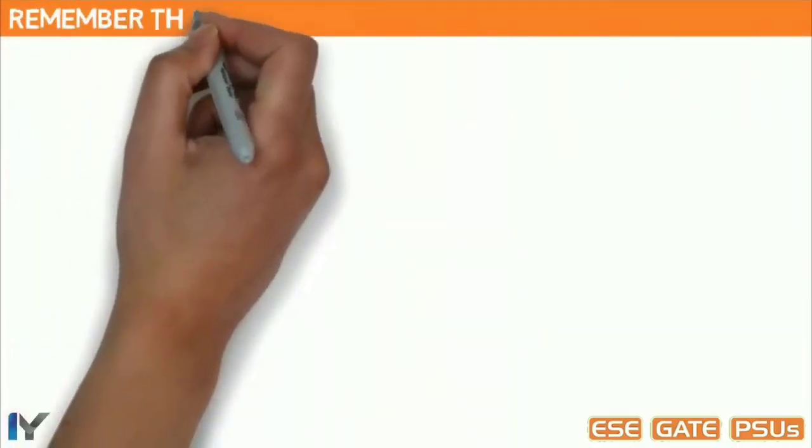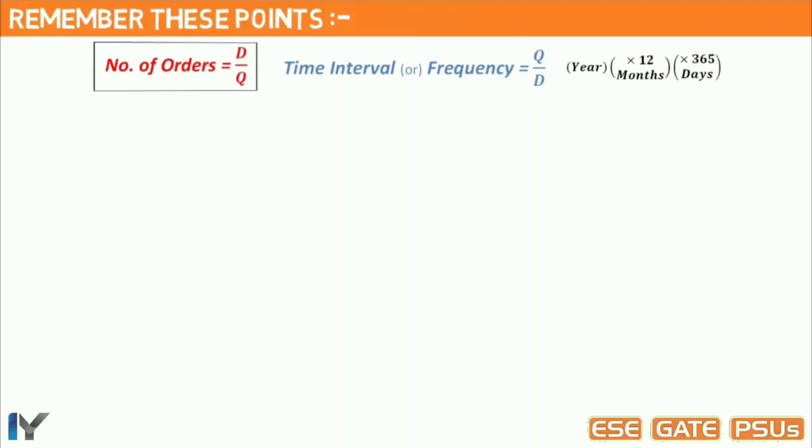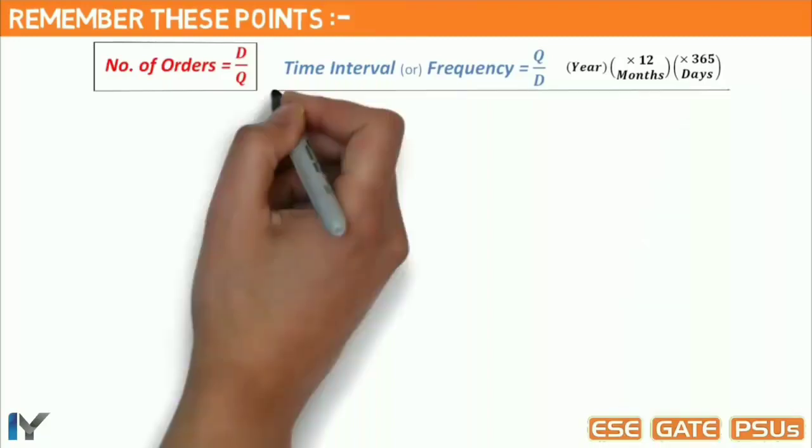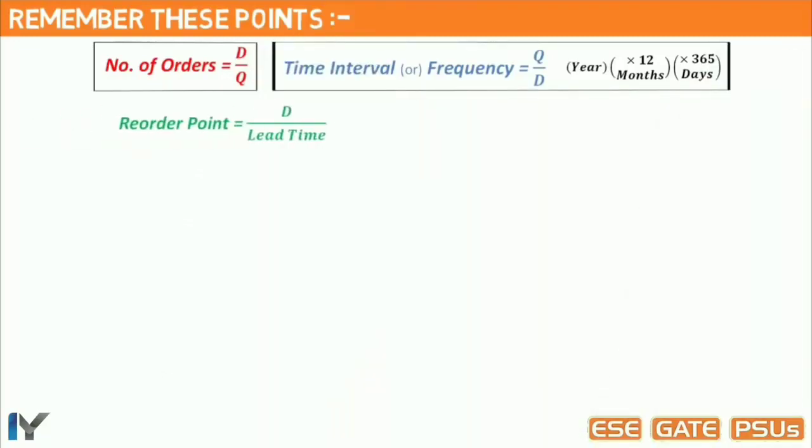But before that, remember these important points also. Number of orders is equal to demand upon EOQ. Time interval between orders, or frequency, is the reciprocal of the number of orders. Here demand is per year, so the answer will come in years. Convert them as per the required unit. So be careful with units here.